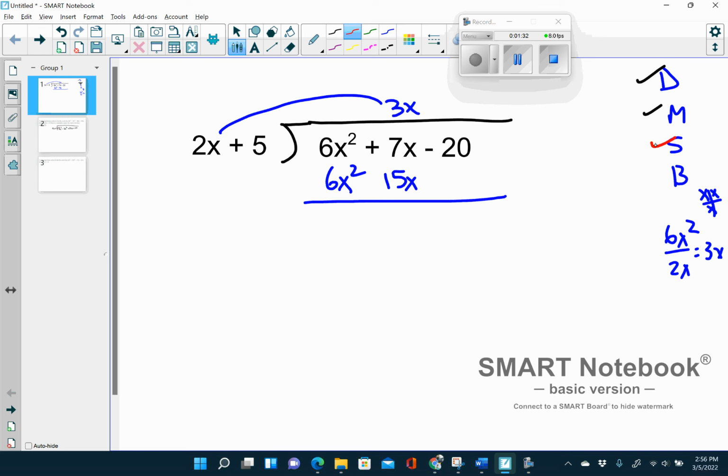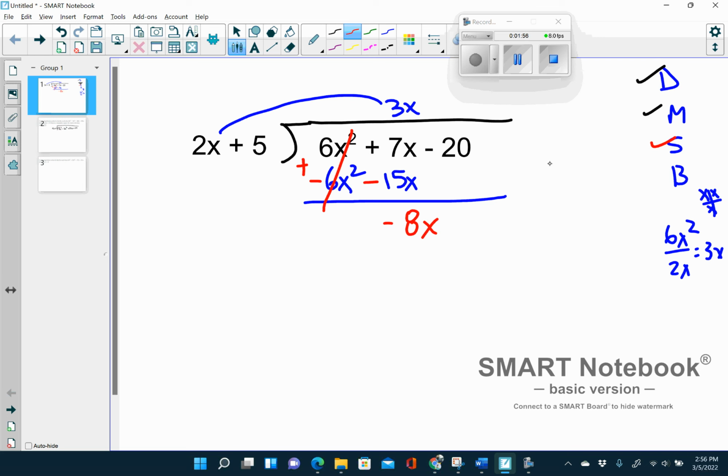So when you subtract, you're going to keep change. So we're going to keep the first one, the 6x squared plus 7x. We're going to change that subtraction to a plus sign, and then we're going to change the signs of these. So basically, you're going to flip the signs of the second one. So 6x squared minus 6x squared cancels each other out. 7x minus 15x is negative 8x.